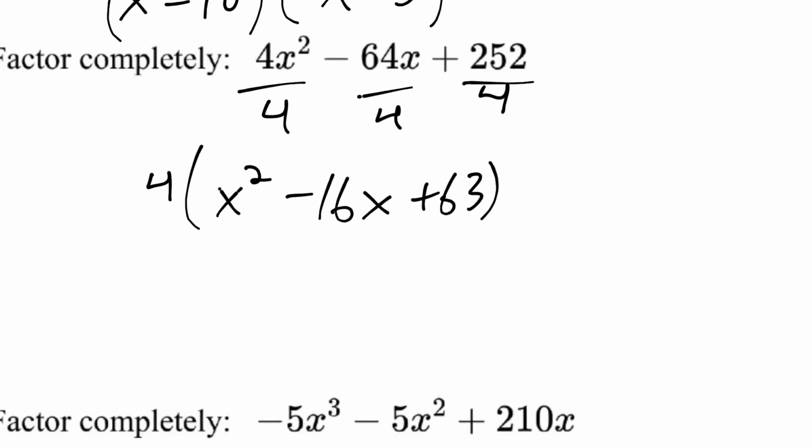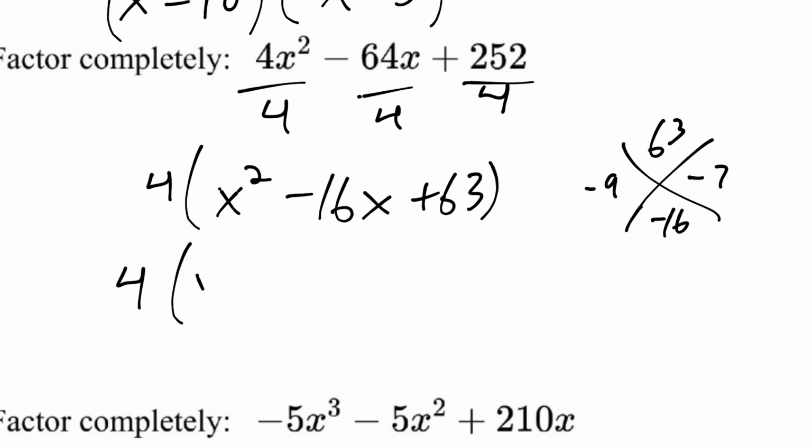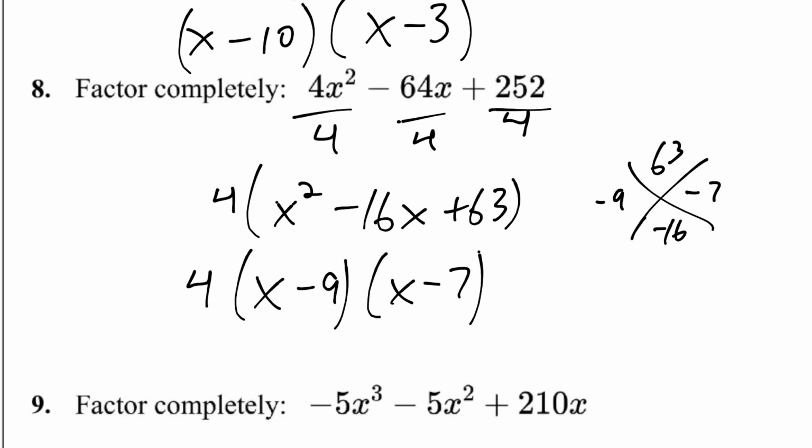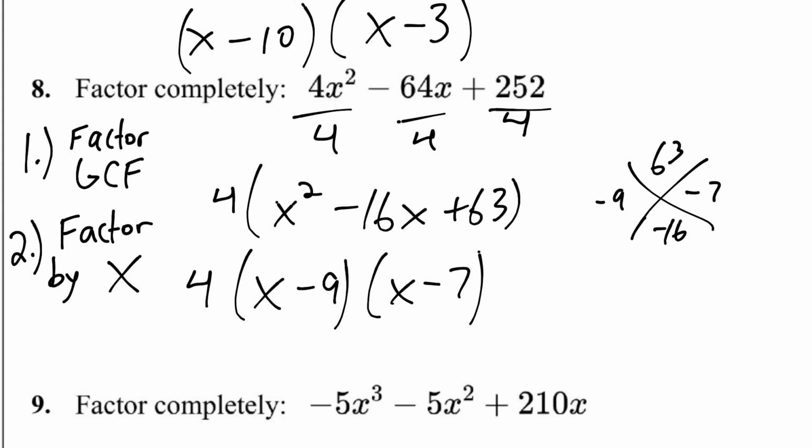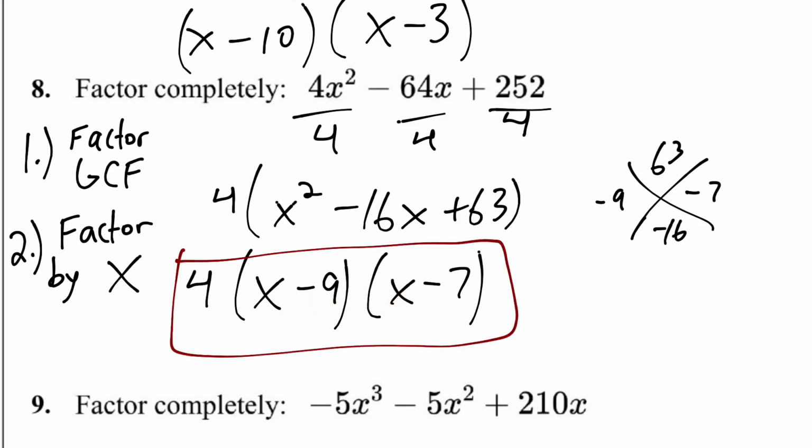And at this point, I can do the x method with 63 on top and negative 16 on bottom. So this is negative 9 and negative 7. And this becomes x minus 9 times x minus 7. So notice there are 2 steps here. First, I factor out the greatest common factor, which is a 4. I put it over here. Then I factor by the x method, using these values over on the side, and I change that into its factored form. This is the final answer. You have to include the 4.